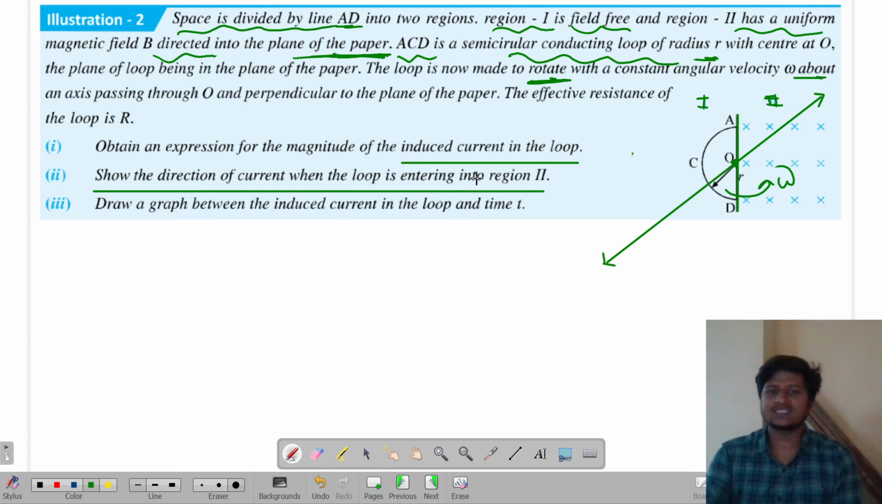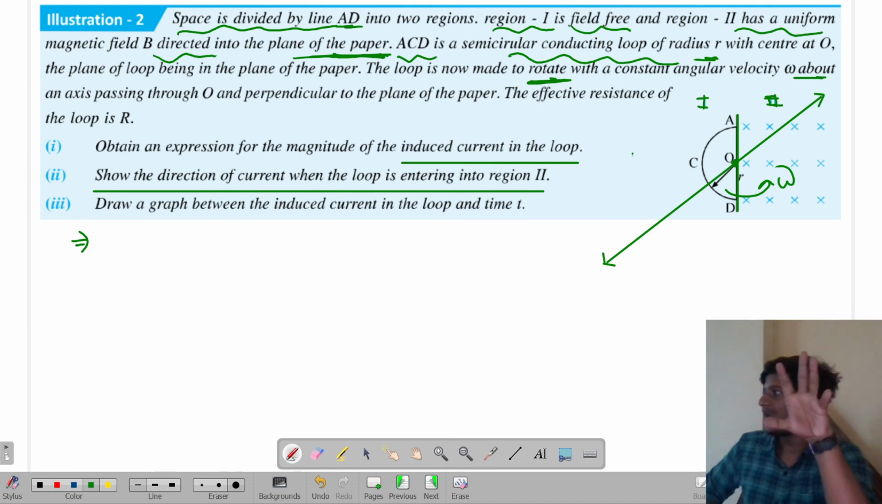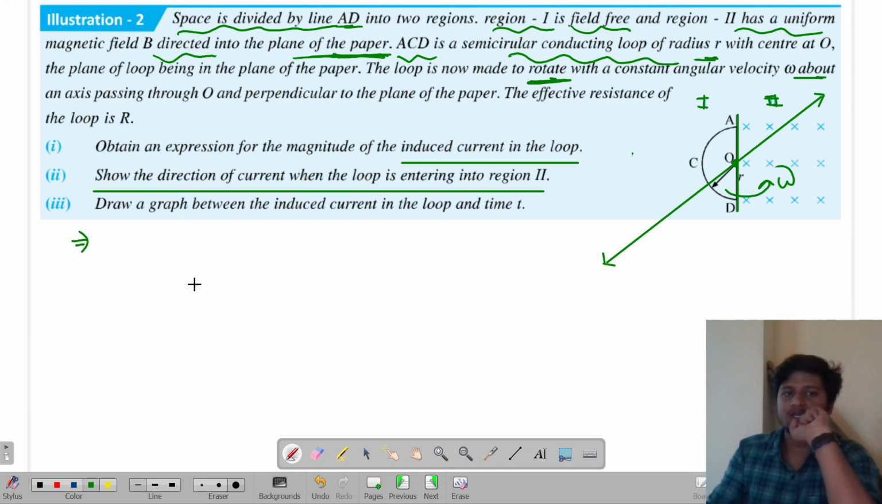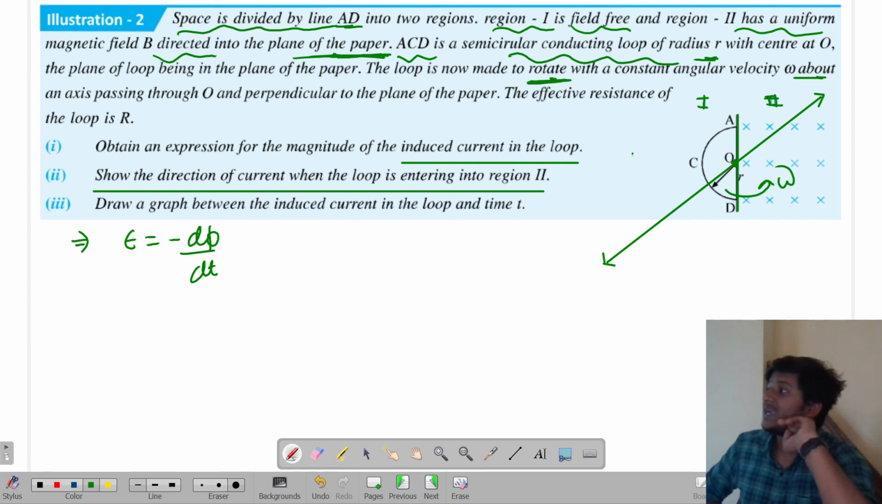Now look over here. In this particular question, what is happening actually? How will the current be produced? Current will be produced only if the flux changes. Yes or no? So in this question, EMF is equal to d phi by dt. Is the area of the loop changing? No. What is changing? The magnetic field is changing.